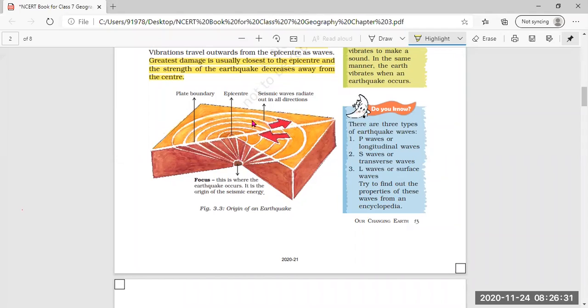L waves are the surface waves, the waves which are felt on the surface of the earth. So these are the three types of earthquake waves. First is the longitudinal waves, second is the transverse wave, and third is the L waves, that we can feel on the surface of the earth.